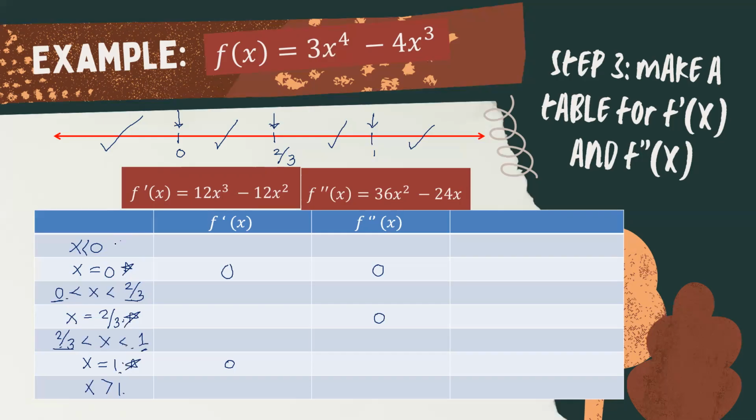So sa x less than 0, dito tayo kukuha ng random representative number dun sa interval na to. Say -1. So when x is -1, this is -12, minus 12. So this is negative. For x between 0 to 2/3, pwede tayong kumuha ng 1/3, no? So 1/3, 12 times 1/8, that's 12/8 minus 12 times 1/9, that will be positive, no? Correct?